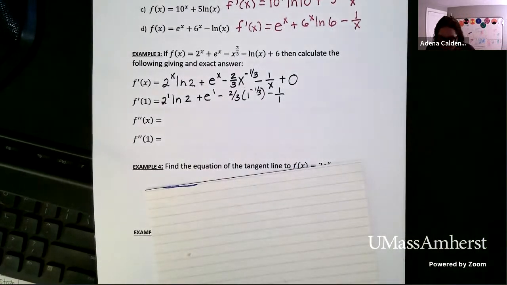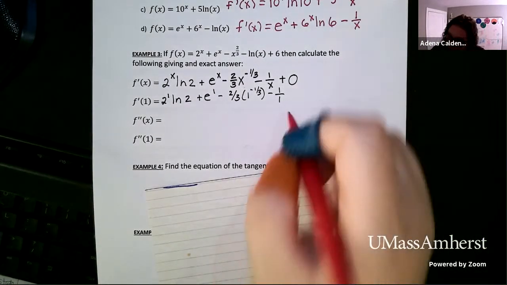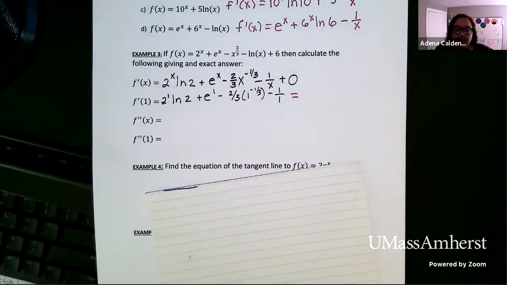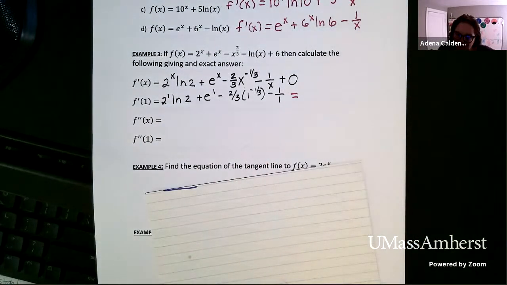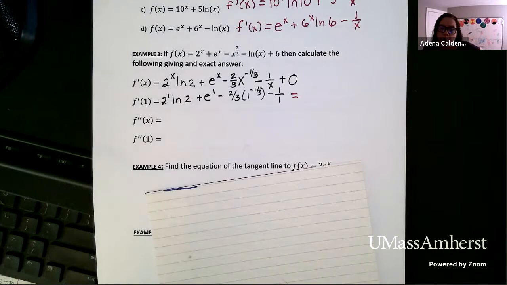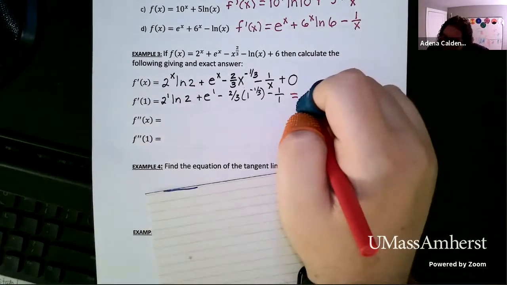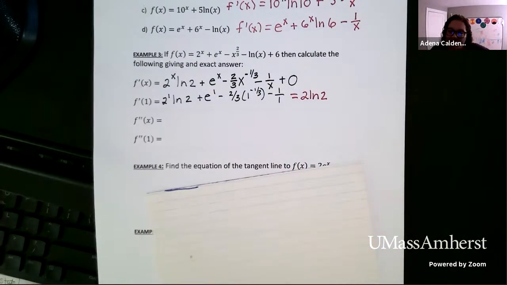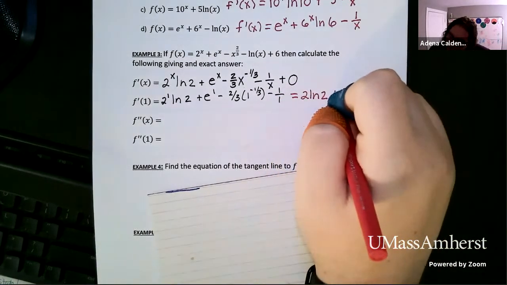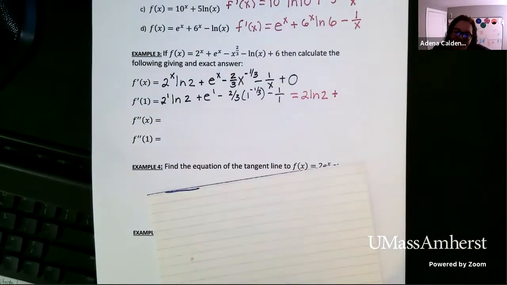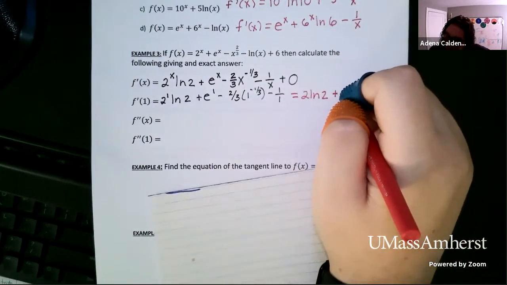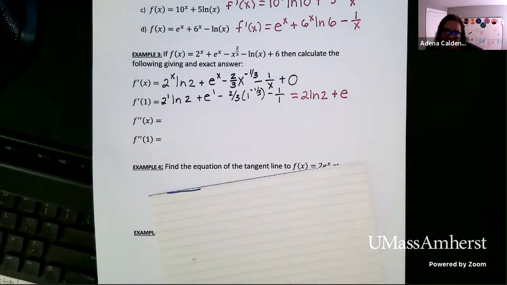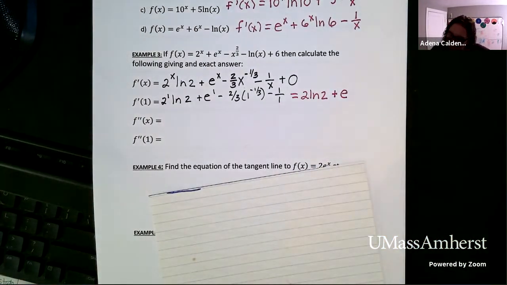Okay, so thinking about this term by term, the first term I have 2 to the 1 times the natural log of 2. The natural log of 2 is an irrational number, so I want to leave that as the natural log of 2. 2 to the 1, however, is just 2. So I can write this first term as 2 ln 2. That's an exact answer. Plus e to the 1. Again, that's irrational. So I can either write it as e to the 1, or I can just write it as e, because anything to the 1 power is just itself.